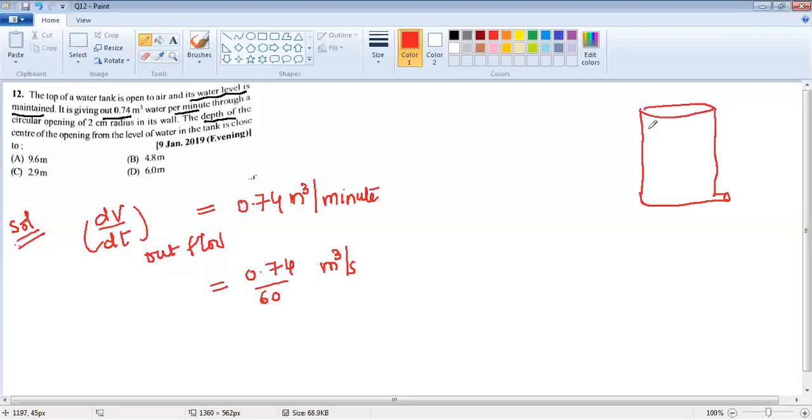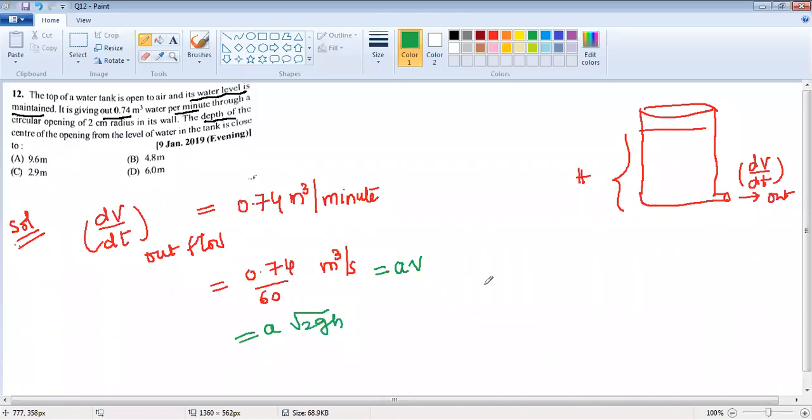This is the question. Now this is the height h. Now this is through the pipe. This is the water outflow, dv by dt outflow. So we are very clear. The dv by dt outflow given should be equal to the area of cross section into the speed at the point. So now the area of cross section into the speed at the point, the speed is root over 2gh. Please try to think about the point.